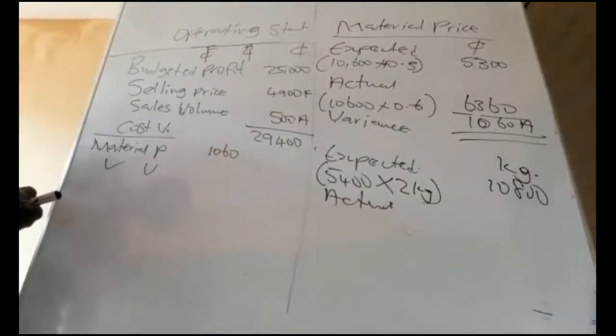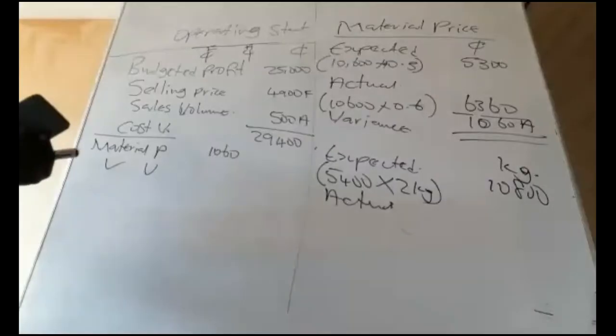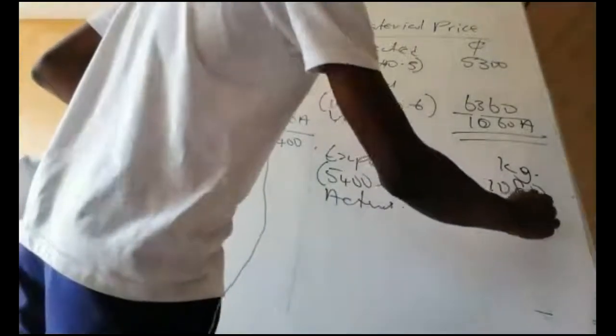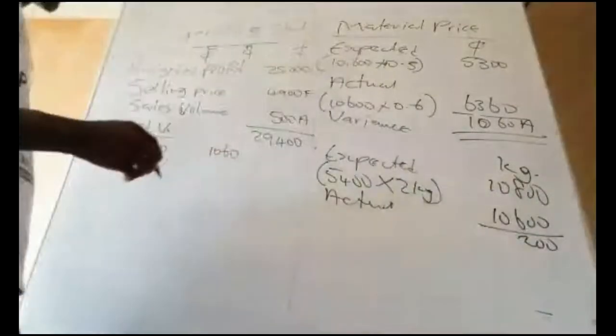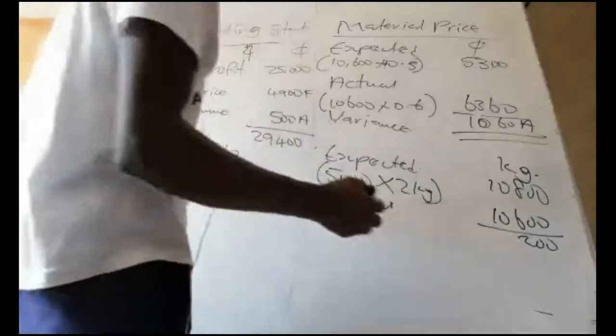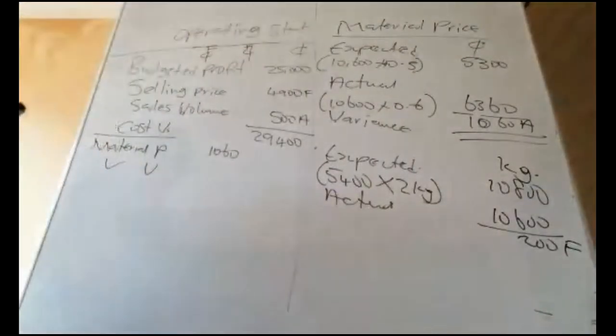The actual kg consumed is 10,600. Perfect. No calculation needed. So there will be a variance of 200. Here we've consumed less than expected, so ideally it's favorable, right? We have to use fewer materials.